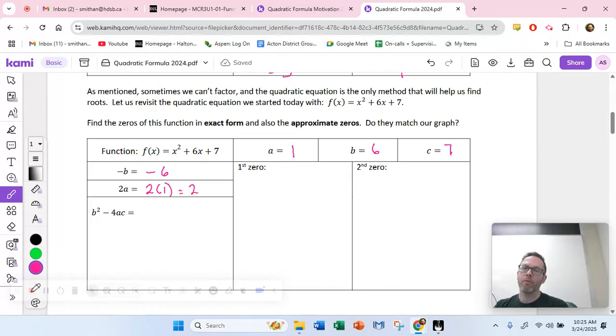And then B squared minus 4AC. What is that? So that would be 6 squared minus 4 times 1 times 7. So do it in 1 step, do it in 2 steps. I don't really care. Just make sure you can do it accurately. 6 squared is 36. 4 times 1 times 7, and with the negative, makes 28. So I got 8. For my thing under the square root, I got 8.